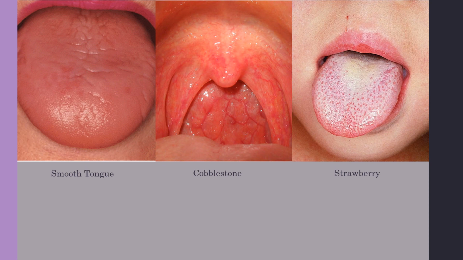These are just some of the images of the tongue and the throat that I was just referencing in the last slide. So you can see the smooth tongue, the strawberry tongue in the cases of the scarlet fever issue, and then the cobblestone in the back of the throat, which could indicate a chronic allergy of some sort.